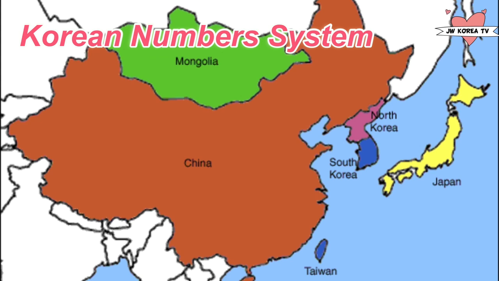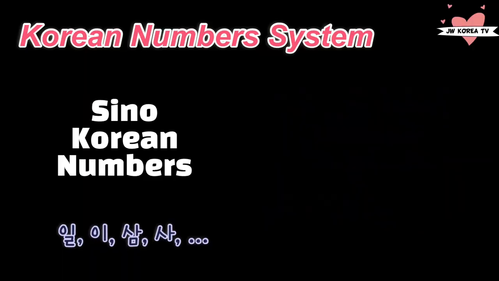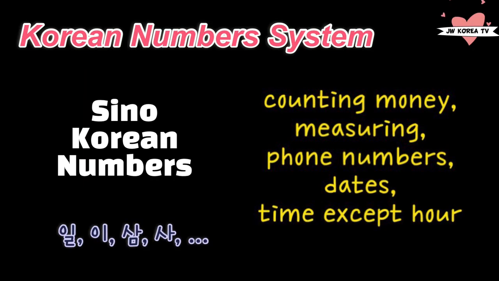The reason we have two numbering systems in Korean is related to history. Over the past years, Korea and China had a long history of relationship, and the Sino-Korean numbering system was derived from Chinese characters, though the words themselves are uniquely Korean. These Sino-Korean numbers are quite simple and easy, so you can count up to very large numbers using them. Sino-Korean numbers are used when counting money, and for phone numbers, dates, and time, except hour.